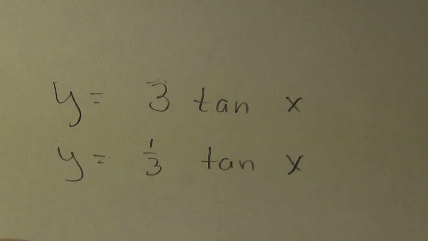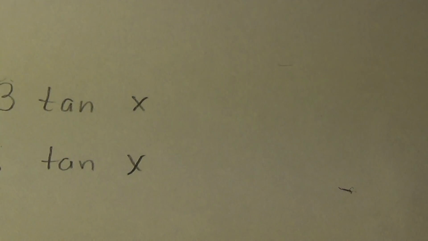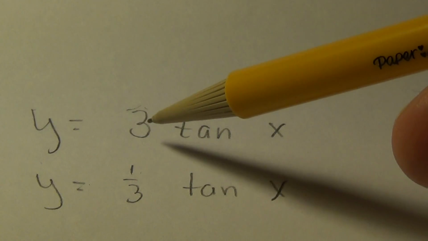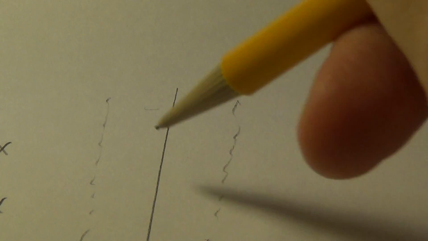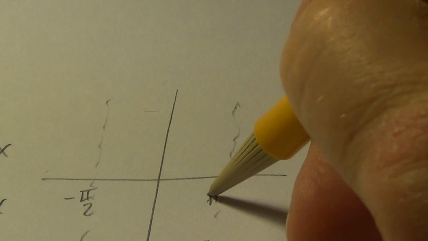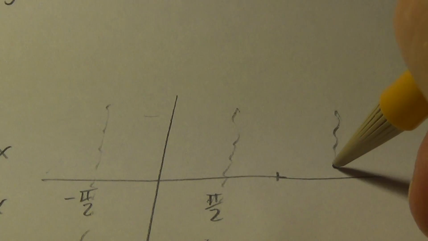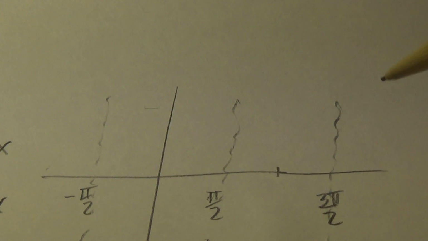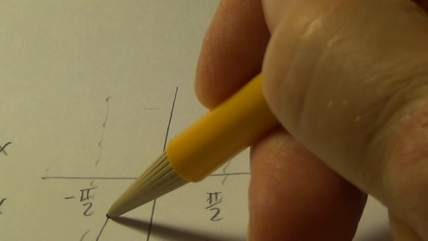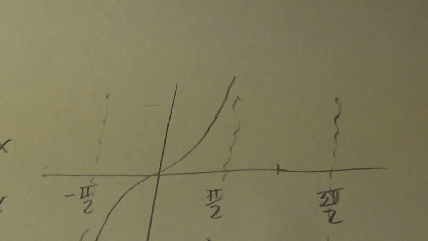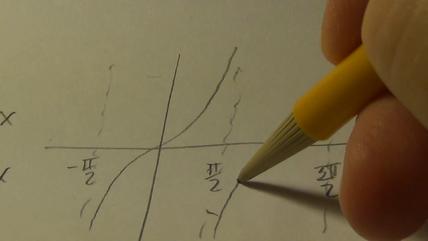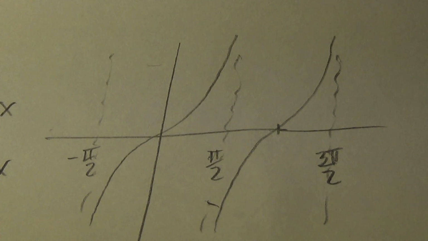All right, here's tangent. We don't see a lot with tangent, so I want you to, on the same graph, draw 3 tangent and 1/3 tangent. So we usually start with just a regular tangent. They have the asymptotes, and they appear at negative pi over 2, pi over 2, and then 3 pi over 2, and so on. And the normal tangent has a bend like that, sort of like a snake, and it bends in that direction.